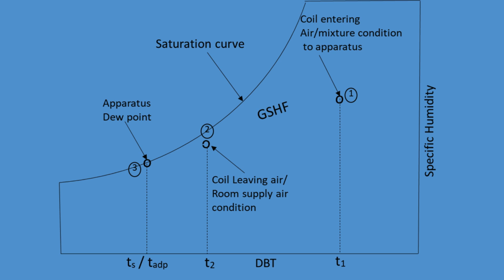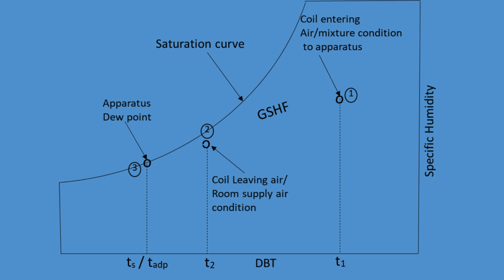The apparatus dew point, ADP, refers to a critical parameter in HVAC (heating, ventilation, and air conditioning) systems, particularly in the context of air handling units and cooling coils. It's the temperature at which the air leaving a cooling coil reaches saturation, meaning the air's temperature is low enough that its water vapor content starts to condense into liquid.